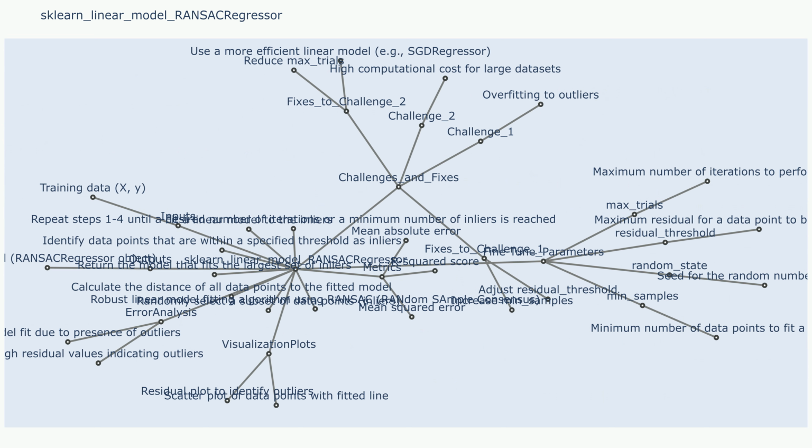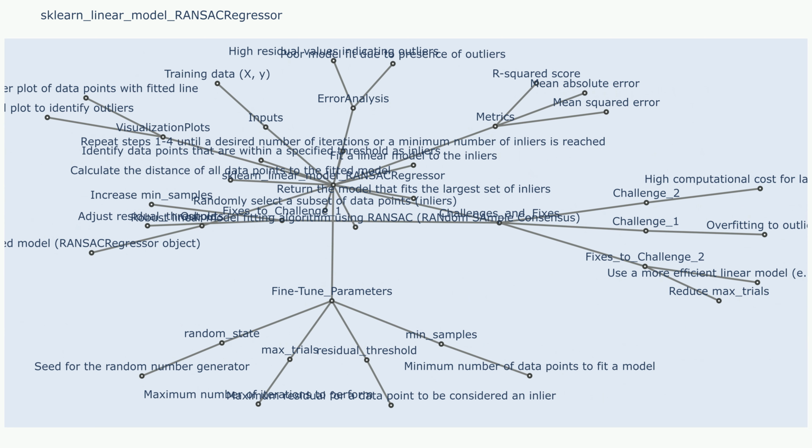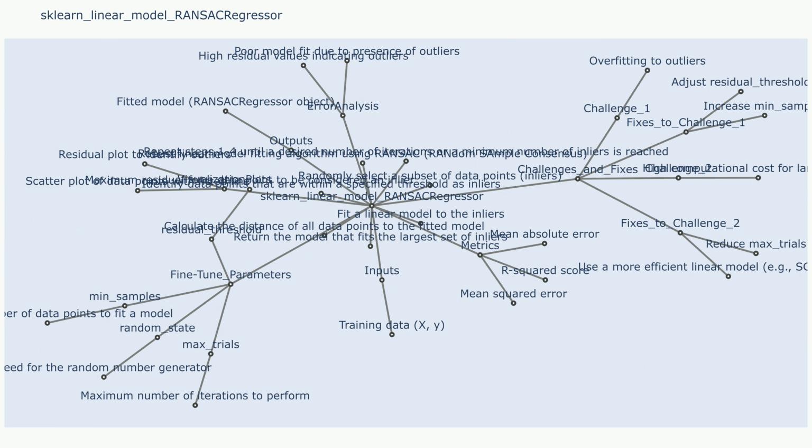Each row corresponds to a data point, and each column corresponds to a feature. Y, the target values for the training data, represented as a 1D array. Outputs: Coef, the coefficients of the fitted linear model. Intercept, the intercept of the fitted linear model.